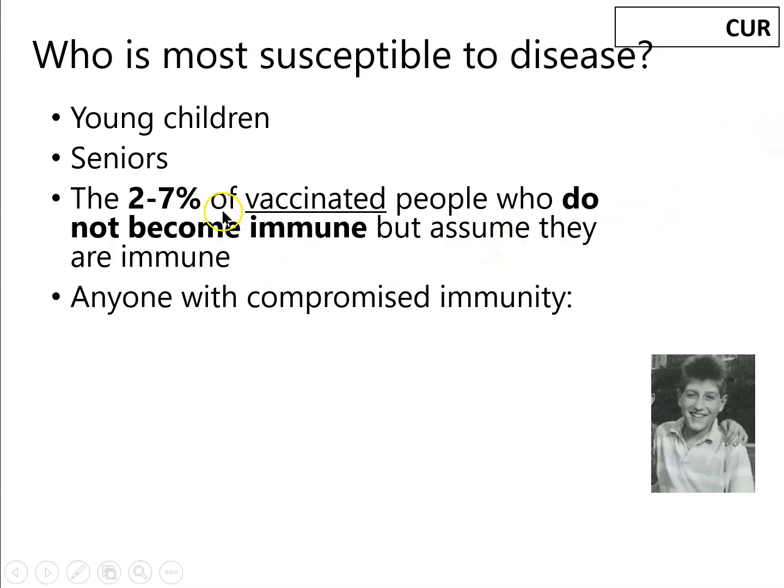So with any disease, there are groups that are more or less susceptible. And for COVID, it's seniors, but also for a lot of other diseases, it's young children, and it's people who've been vaccinated and don't realize the vaccine didn't work in them. Because no vaccine gives protection to every single person who gets it. And so the people who aren't protected, they don't know it.